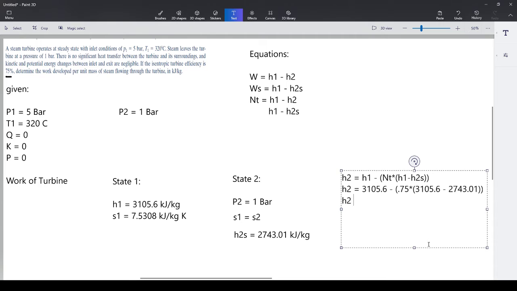And your value for H2 should be, let's go ahead and do this really fast. So 0.75 times 3105.6 minus 2743.01. And then you do 3105.6 minus second answer. And you get 2833 as an answer. Now, really fast, does that number make sense?